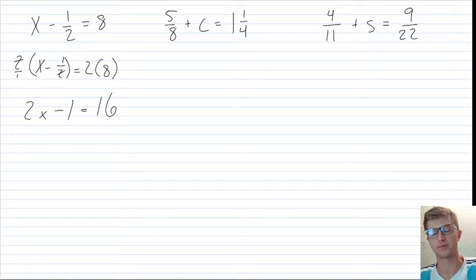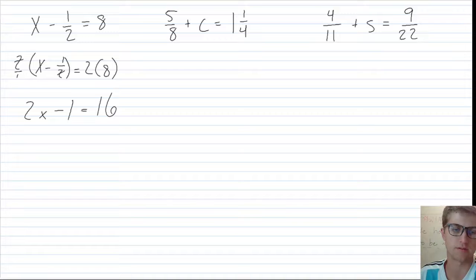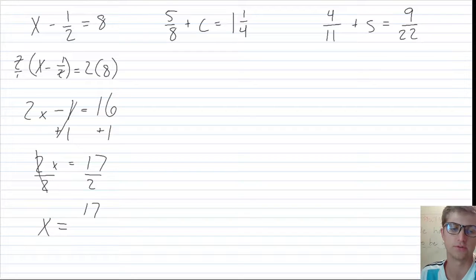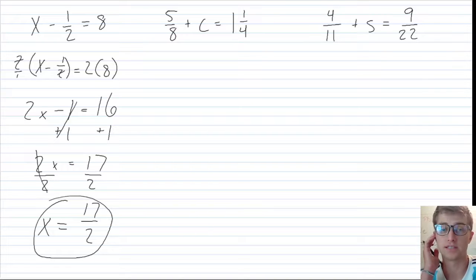Great, we know how to solve this problem. Reverse PEMDAS, start with addition and subtraction. What's the opposite of subtraction by 1? Addition by 1. What we do to one side, we do to the other. Cancel, we're left with 2x. 16 plus 1 equals 17. 2x equals 17. What's the opposite of multiplication by 2? Division by 2. Divide by 2. What we do to one side, we do to the other. Cancel, cancel. We're left with x equals 17 over 2. They have no factors in common, so we'll just leave it as that fraction. Woo! All right, 5 over 8 plus c equals 1 1/4.